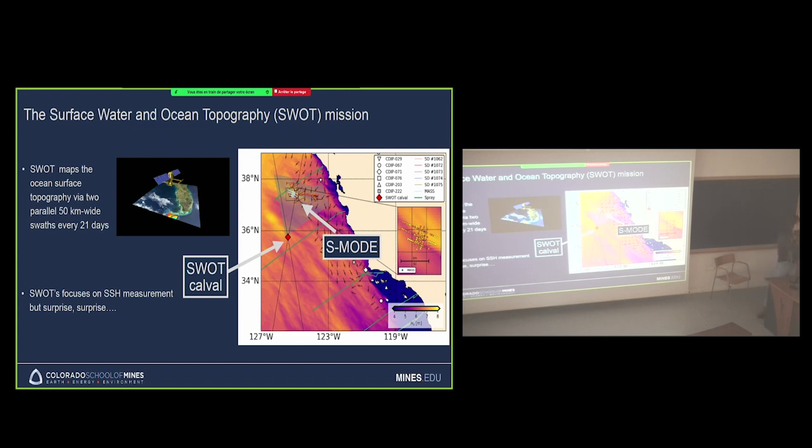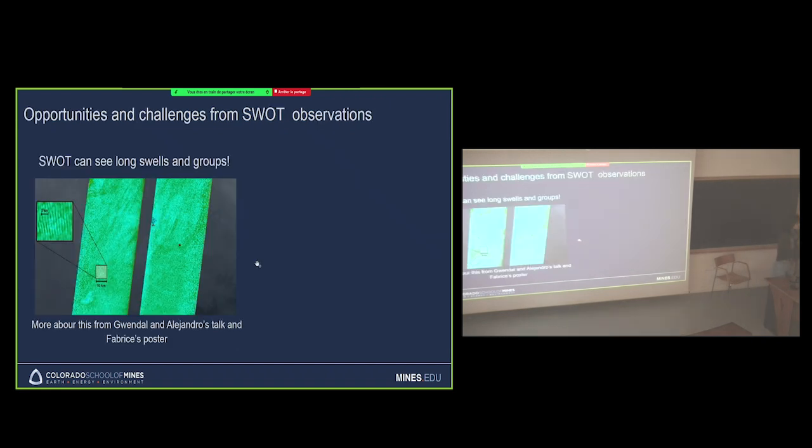during this particular time, and I'm going to be showing you some examples from that particular period when SWOT was in its Calval phase. Okay, so the focus was on sea surface height, but surprise, surprise, SWOT sees actual waves. You can see long swells in groups. Fabrice has a poster about this outside, and I believe you're going to hear more about it in Alejandro's talk as well, and Gwen will talk about this later today. So here is a snapshot of raw SWOT data, and if you zoom in on this 2-kilometer box, the blues and greens that you see are actually crests of surface waves.